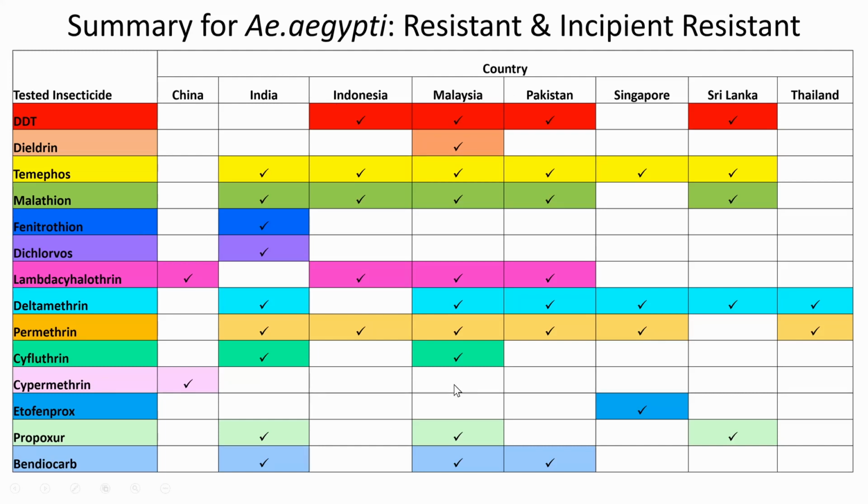As you can see from this table, there are 14 active ingredients, and India is resistant to 10 of the active ingredients, and Malaysia is resistant to 10 of the active ingredients. And the active ingredient which is most resistant is Temephos, which is a larvicide, followed by malathion, permethrin, then comes lambda cyhalothrin. This is for Aedes aegypti, and you can see that even though we have never used DDT for our Aedes aegypti control, it is already naturally resistant.